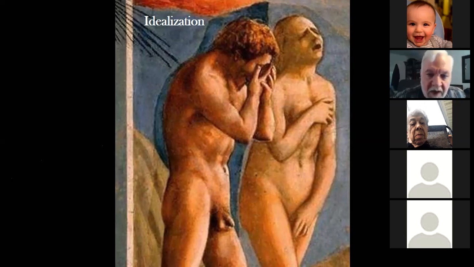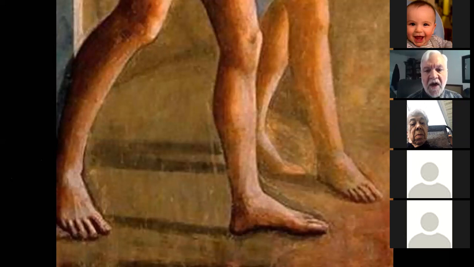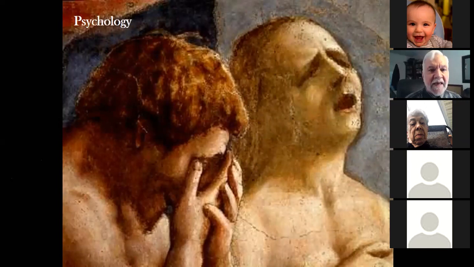Notice the idealization of the form. There's not even dirt on the people's feet. They're just perfect. But also there's this psychological depth that we just don't find in medieval art, that takes us into the emotional world, the individual subjective world of Adam and Eve and their remorse and their regret and their shame. And this is portrayed with such humanity that we really can understand how they feel. And this is new, this is new.